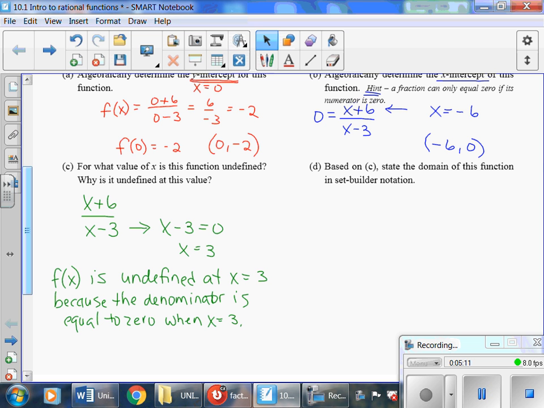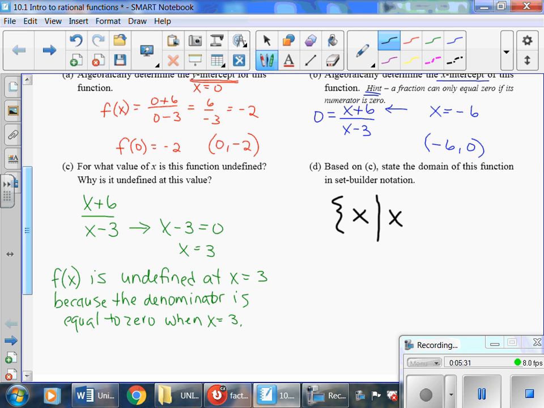State the domain of this function in set builder notation. Well, if you wanted to take a look at it, your calculator, you'd notice that the domain is everything on the x-axis except for that one point at 3. So here, if you're going to use set builder notation, the proper way to do that is x, and now we have a limitation such that x cannot equal positive 3. So x is all numbers except for positive 3.